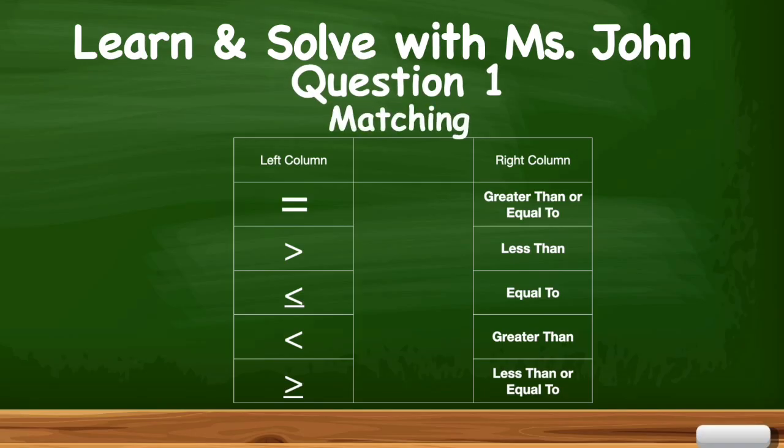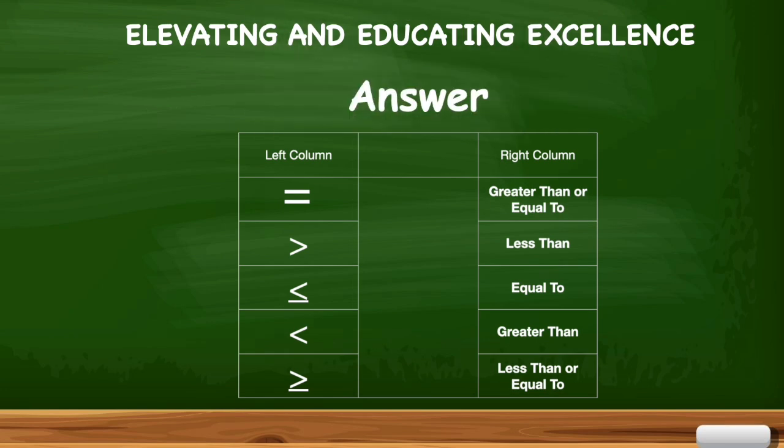Question number 1, matching. So you're going to match the left column with the right column. And don't forget to download the video worksheet to help you solve for the answer. You got this. Answer. So the first row represents equal to.